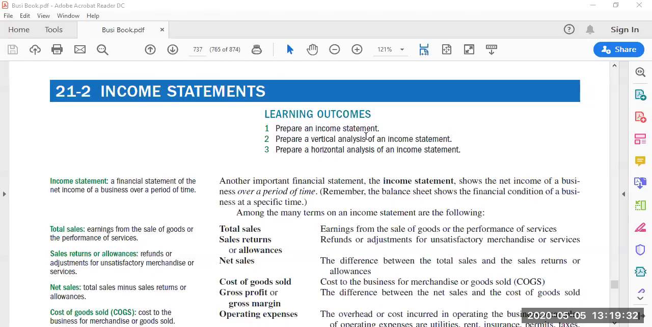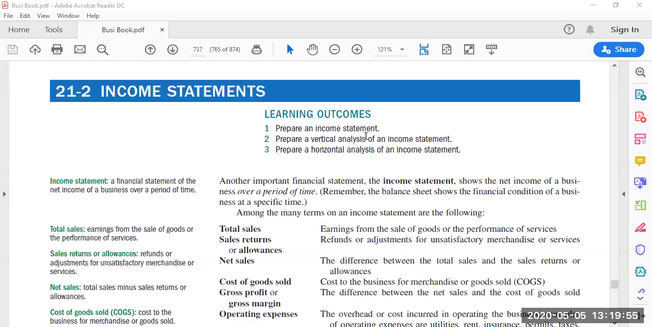Section 2, Chapter 21, Income Statements. In this unit, we will discuss 3 items. The learning outcomes would be how to prepare an income statement, how to prepare a vertical analysis of an income statement, and how to prepare a horizontal analysis of an income statement.